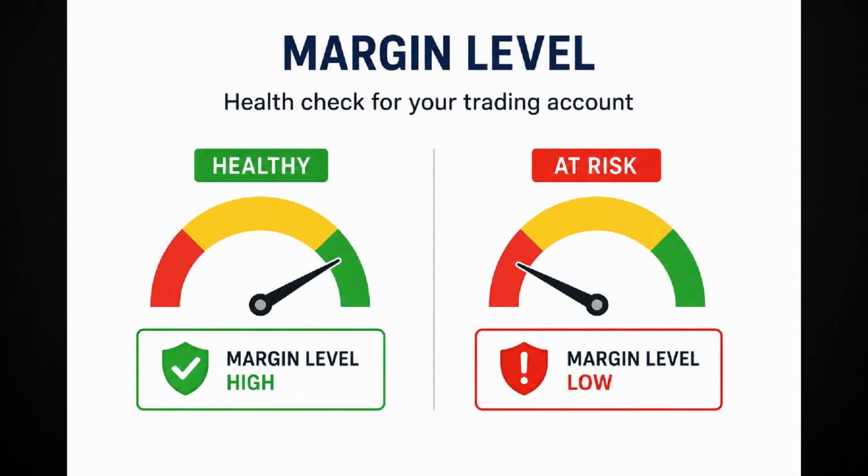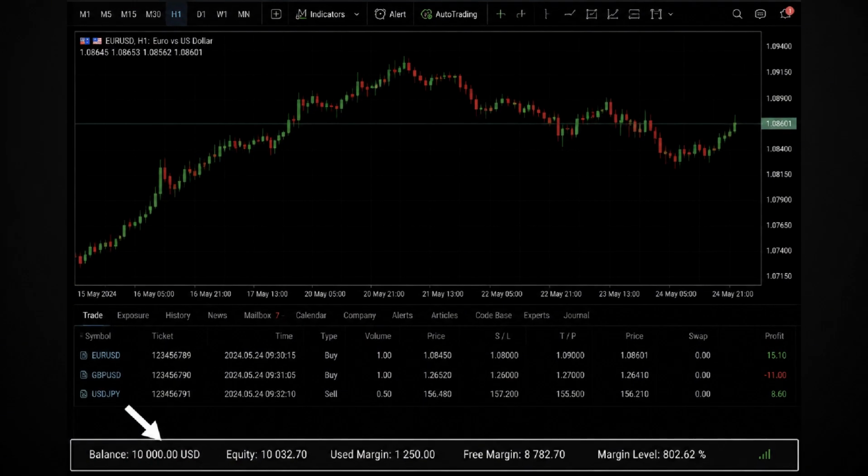At this point, you might be wondering, do I have to calculate all of these numbers myself every time I open a trade? Fortunately, the answer is no. Modern trading platforms calculate these figures for you automatically. Whether you're using MetaTrader 4, MetaTrader 5, or another trading platform, you'll usually find important account information at the bottom of the platform in the Trader Terminal section.